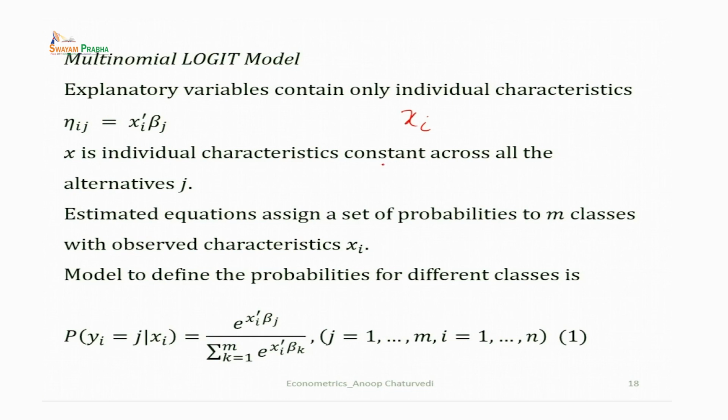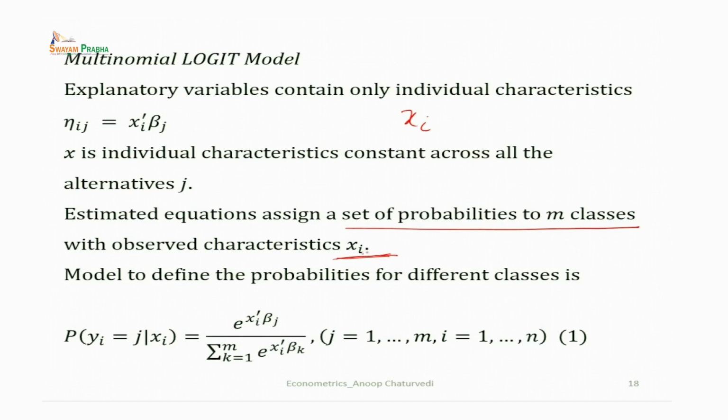Here xi is the individual characteristics, constant across all the alternatives j. This xi does not vary with j, it does not involve the different alternatives. So, that is why we say that the explanatory variables contain only individual characteristics. It is not affected by different choices or different alternative values of j. Then the estimated equations assign a set of probabilities to m classes with observed characteristics x. So, this is your objective. You assign probabilities to different classes, or different values of j, for an observed characteristic xi.